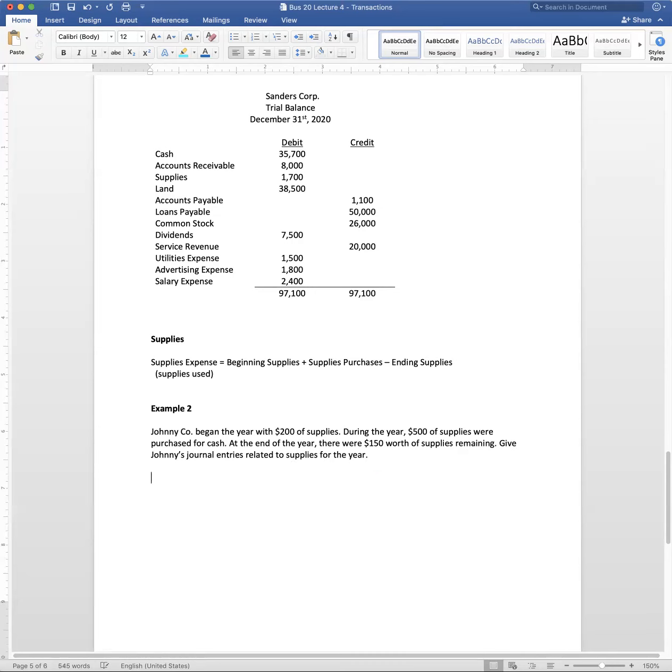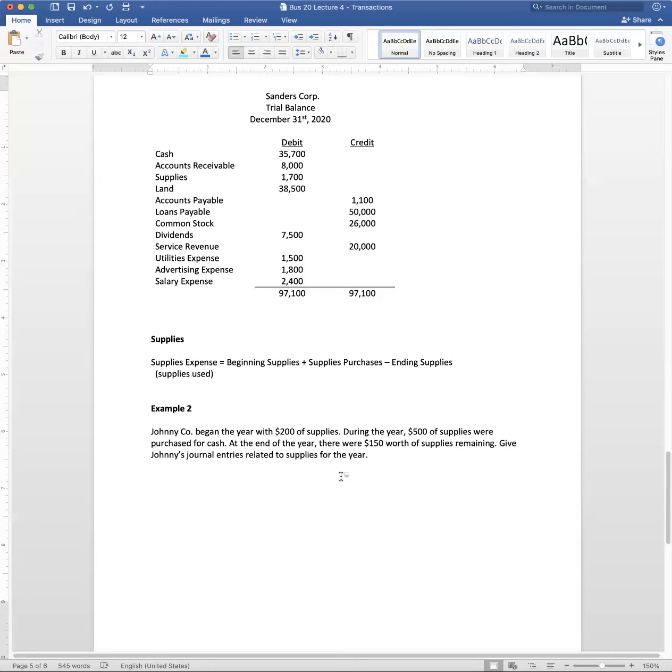Okay, so there are only two things that happen with supplies in the year. We can see this here in the formula. We know that supplies are purchased, and we know that supplies are used. The beginning and the ending amounts, those are just the balances, the totals. The activity, the things that actually happen, is that we buy supplies and we use supplies. So there are only going to be two journal entries to give for the year related to supplies, the purchases and the use.